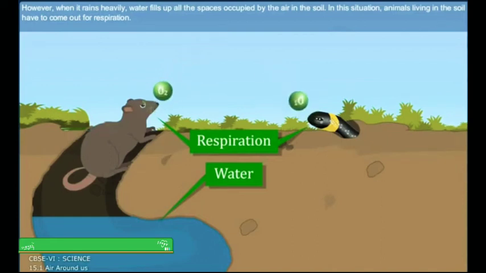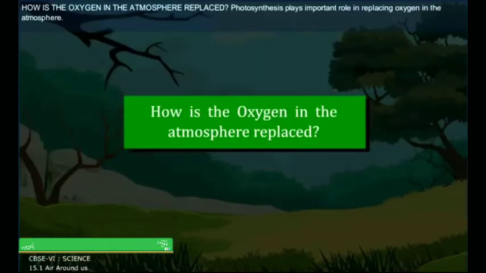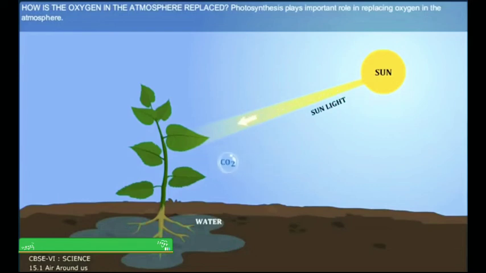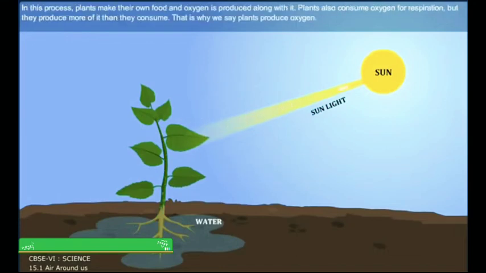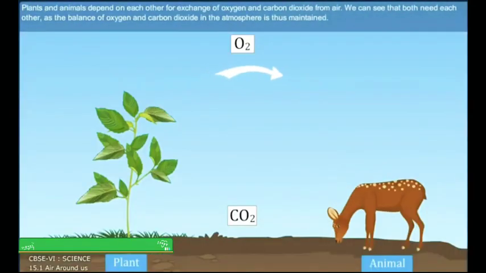Let us learn about another thing, that is, how is the oxygen in the atmosphere replaced? Photosynthesis plays an important role in replacing oxygen in the atmosphere. You can see it here in the video. In this process, plants make their own food and oxygen is produced along with it. Plants also consume oxygen for respiration, but they produce more of it than they consume. That is why we say plants produce oxygen.